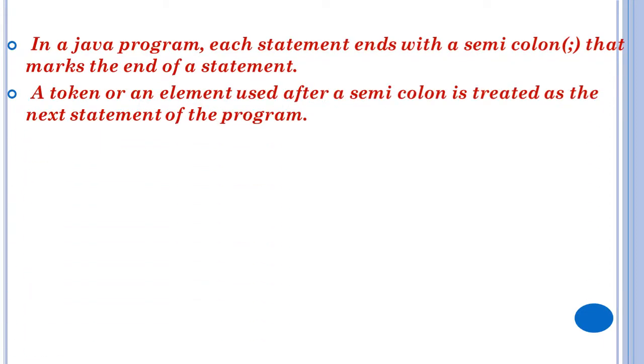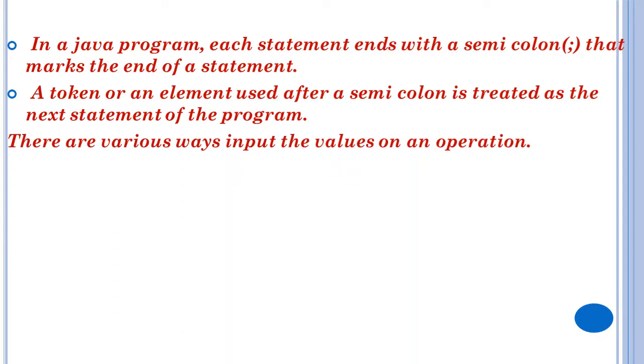And also in a Java program, each statement ends with a semicolon. I have said that marks the end of the statement. Then only the computer will get to know the statement is over. The token or an element used after a semicolon is treated as the next statement of a program, right? After the semicolon, whatever will be there, everything will be treated as the next statement in a Java program.